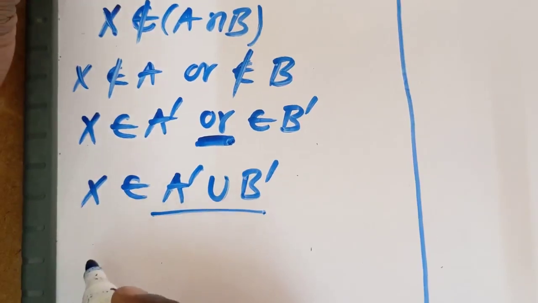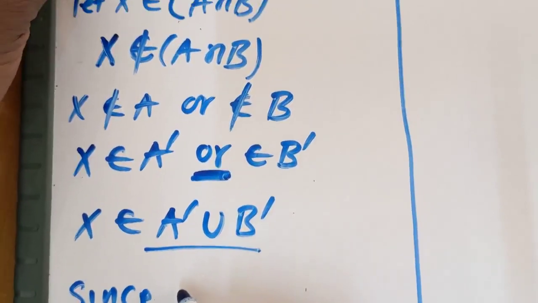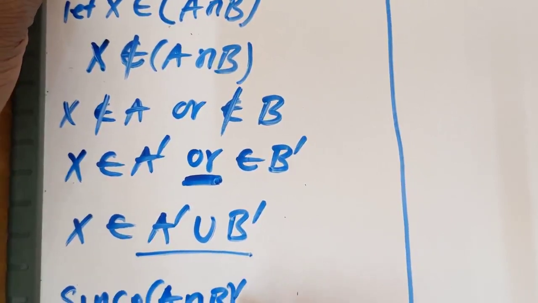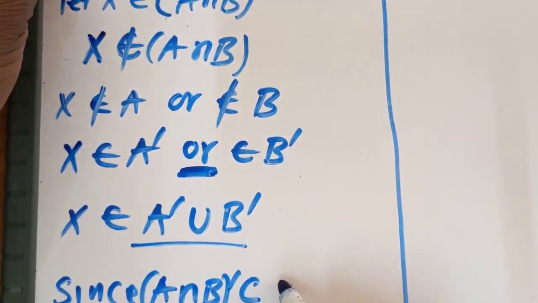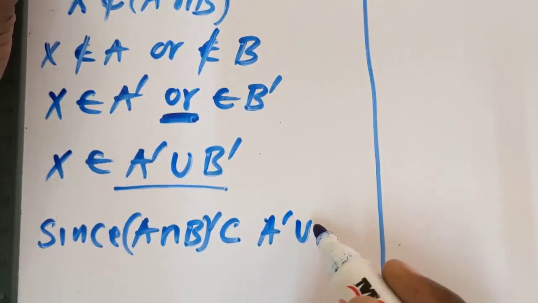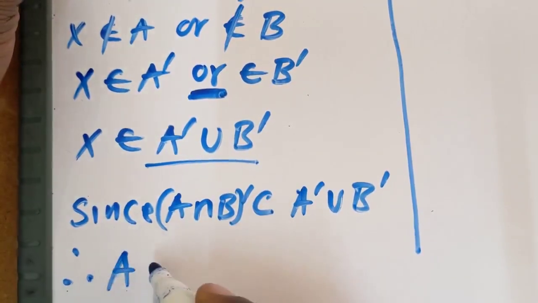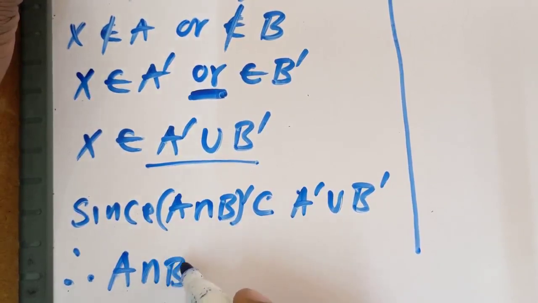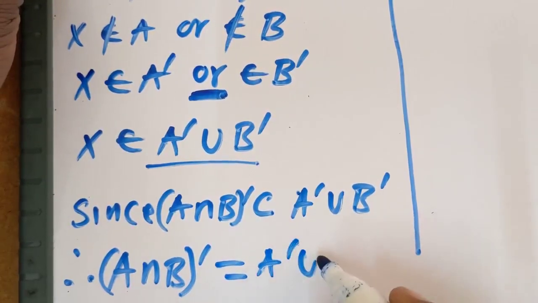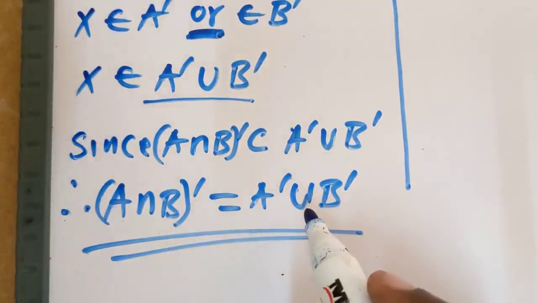So you say, since (A ∩ B) complement is a subset of A complement union B complement, then we say therefore (A ∩ B) complement is equal to A complement union B complement. Hence shown. You've shown.